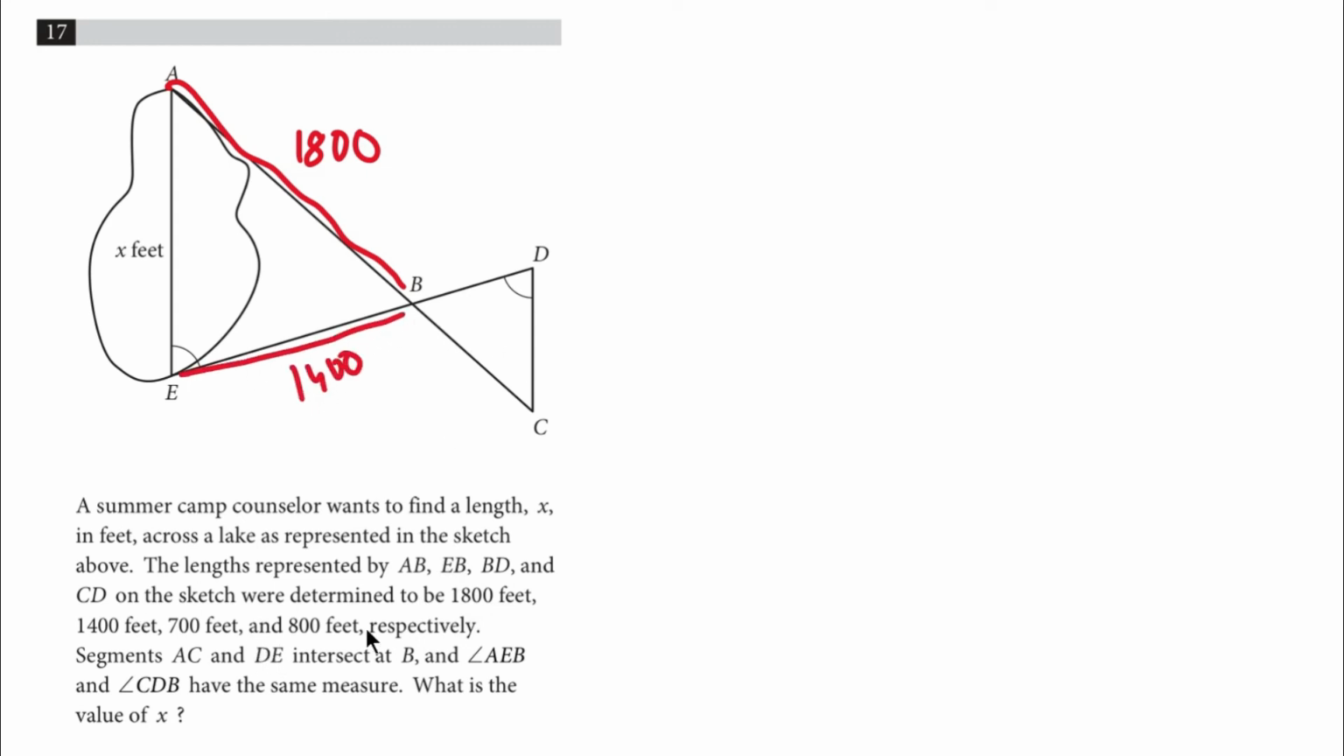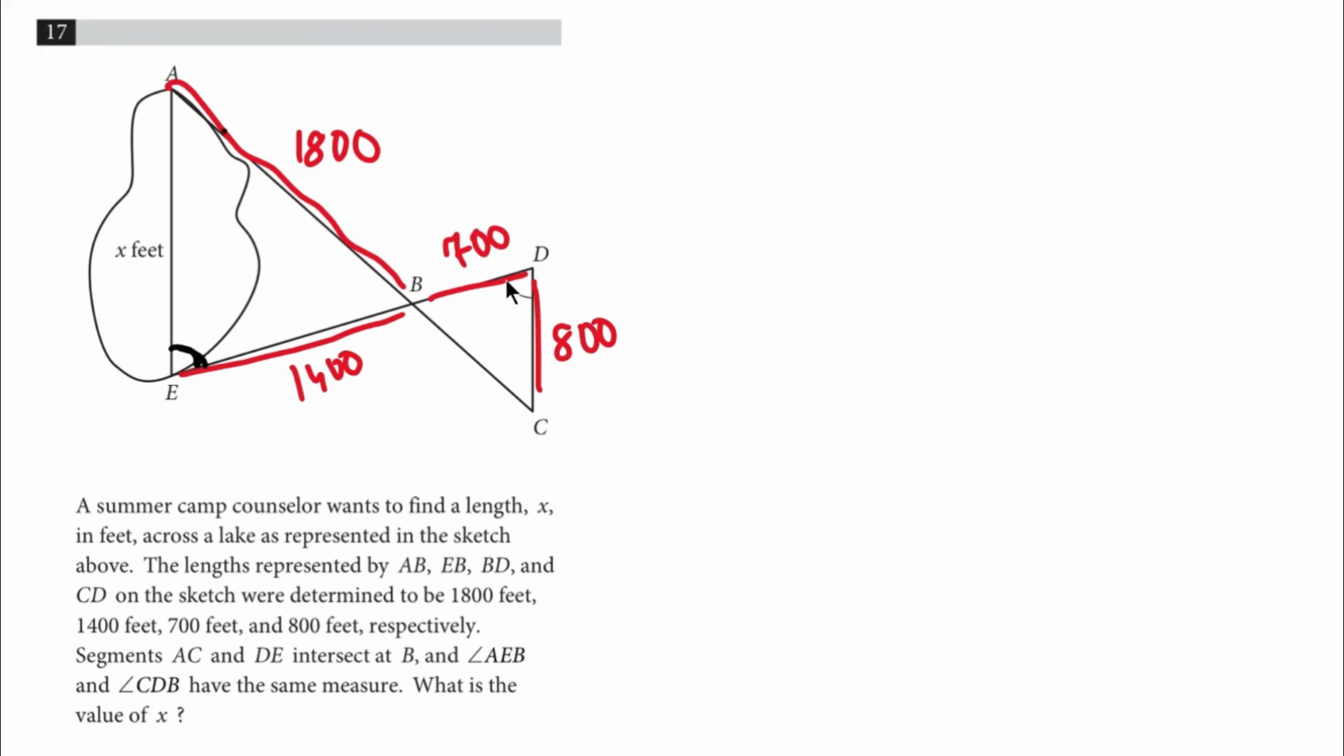Length of segment BD is equal to 700. So here we got 700. And of course, length of segment CD is 800. So right here we got 800. Now guys, if you know how to compare similar triangles, you will understand that this triangle right here on the left side is twice bigger than this one. But if you do not know, they gave you a clue in this question.